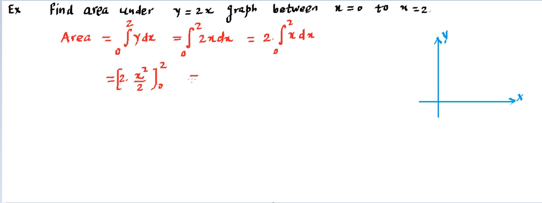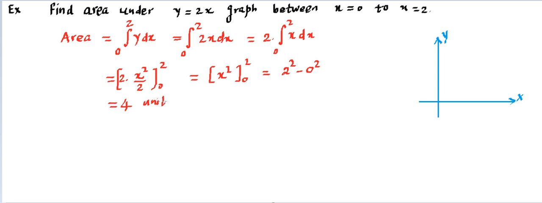Then if you take it further, you will find 2 and 2 getting cancelled out, so it's x squared running from 0 to 2. And then you will place this upper limit, which is 2, so square of 2 minus 0, then square of 0, and ultimately it came out to be 4. So you will say the area is going to be 4 units.